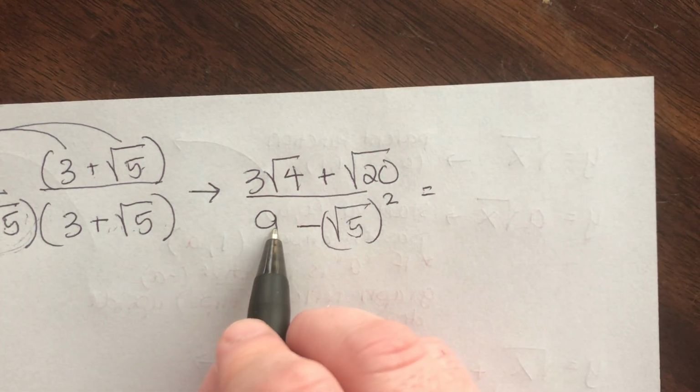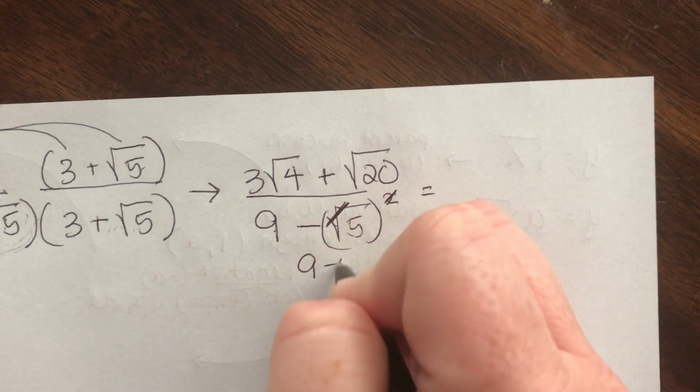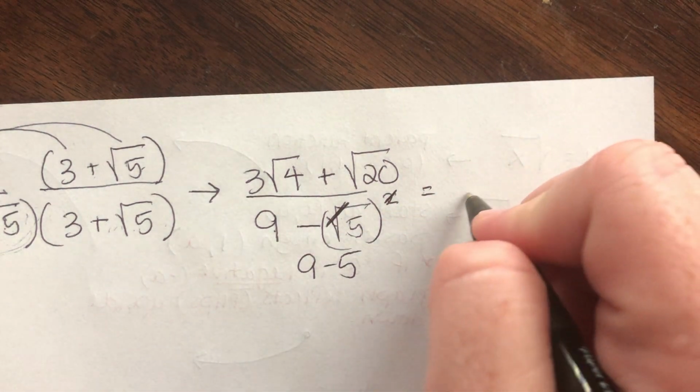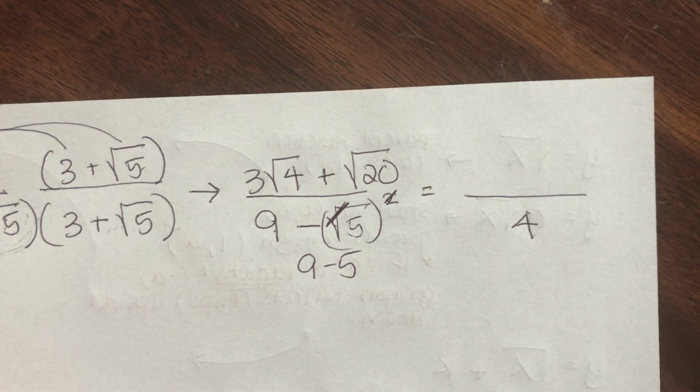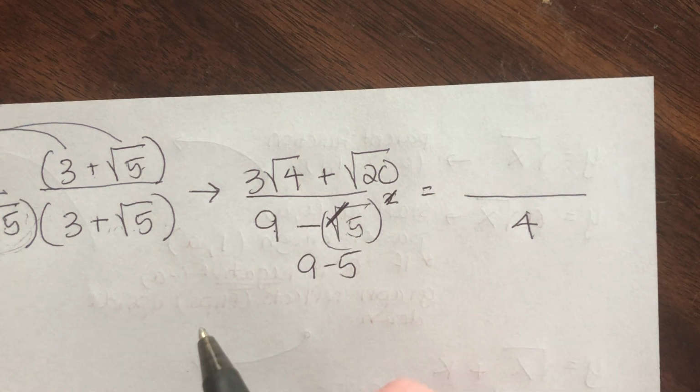All right, so now this squared cancels with this square root, and I end up with just 9 minus 5 on the bottom, which is just 4. All right, bottom's done. Bottom's 4. I don't have a radical. As far as the bottom goes, I'm done. Up at the top, I want to see if I can combine anything, right? So I'm going to try to simplify.